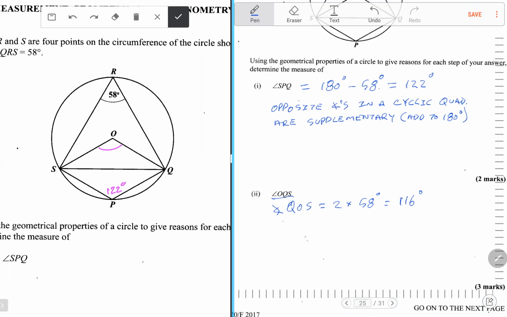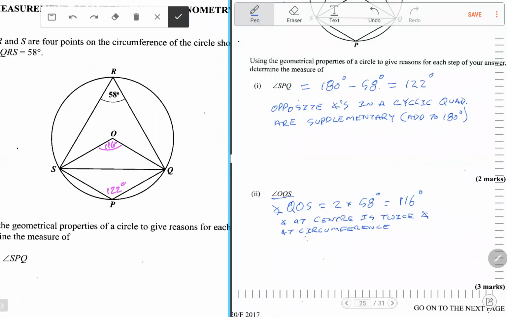Let's write it. Angle at center is twice angle at circumference. That's the reason for that. The angle at the center of the circle is twice the angle at circumference. And that's by the same chord or the same arc. So the angle inside here is 116.